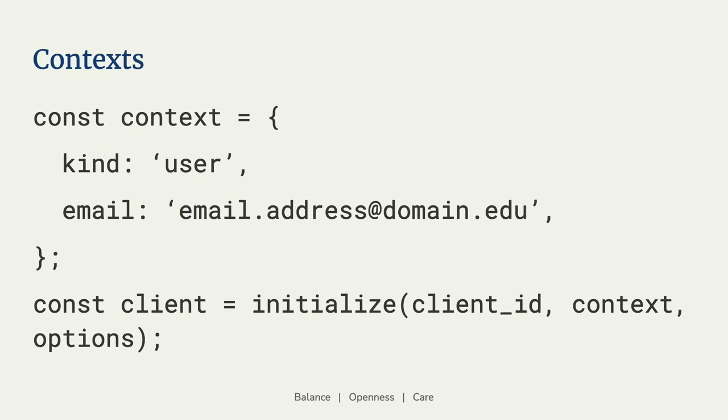There can be other kinds as well, such as devices, locations, or organizations. When you're creating your targeting rules, you'll have to define which context you're targeting. Then when you're evaluating your flags within the code, you provide the context with that evaluation call to the SDK. In this example, we're creating a user kind of context that has an email attribute. We'll initialize our LaunchDarkly client and use that context when we initialize. I'll show this code again later on when we're talking a bit more about integrating it.